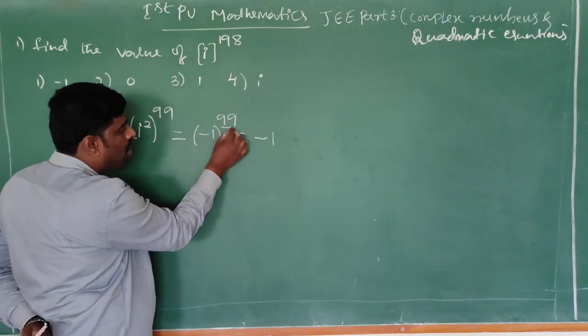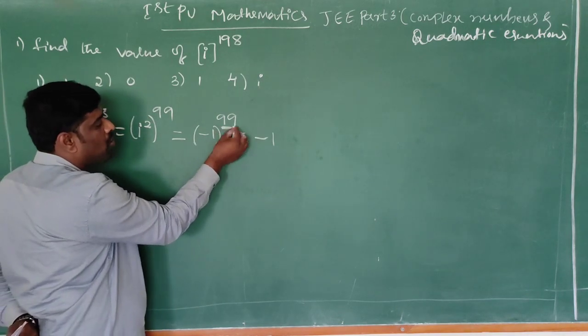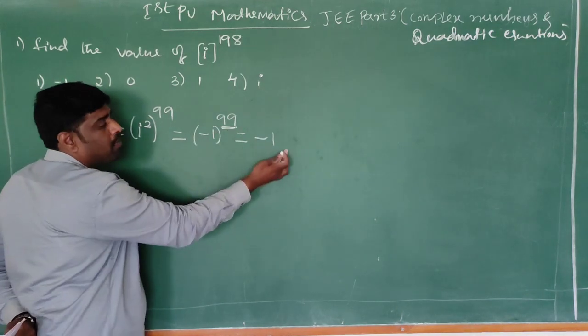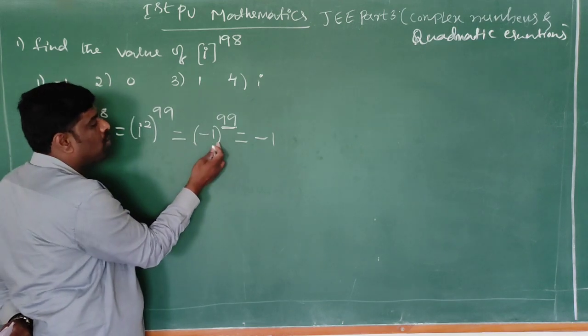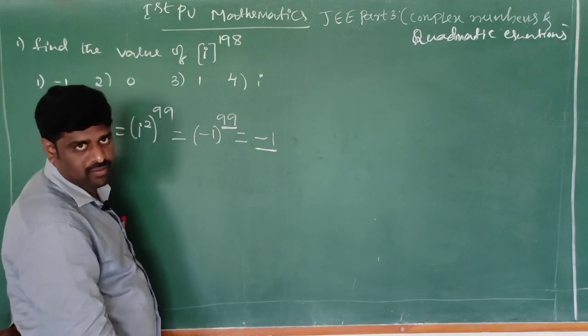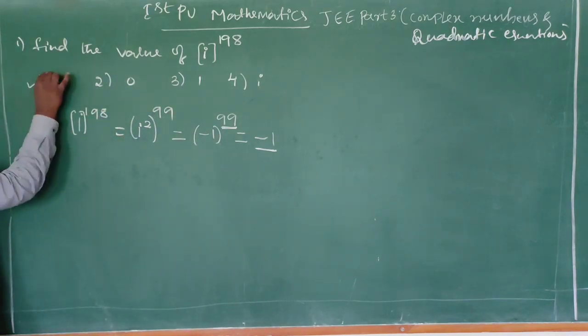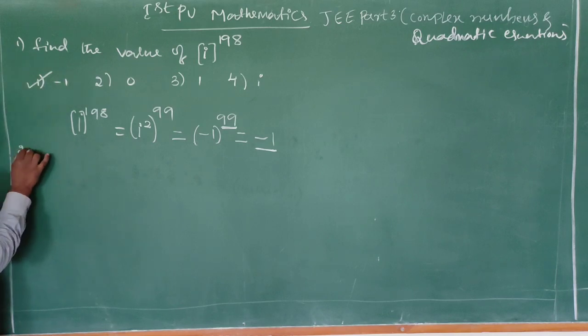Minus 1 with an odd power, you will get minus only. Minus 1 whole to the power of an even power, you will get plus 1. Minus 1 whole to the power of an odd number, you will get negative, minus 1. Which option? First option. Next, come to the second question.